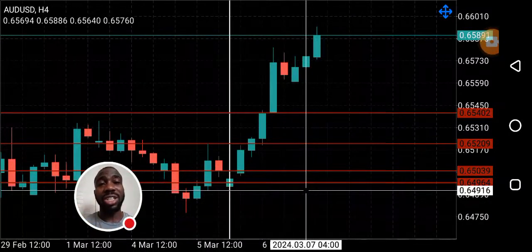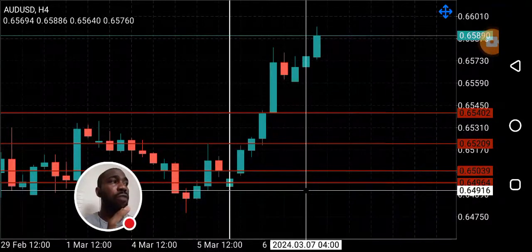Entering or catching the trend at its early phase would help minimize your risk and increase the profit potential on that trade. Okay, so for me, entering a buy on Australian dollar USD is at a very high risk. What I will advise that you do is wait for price to pull back. Wait for price to pull back before you execute a buy trade on Australian dollar USD.